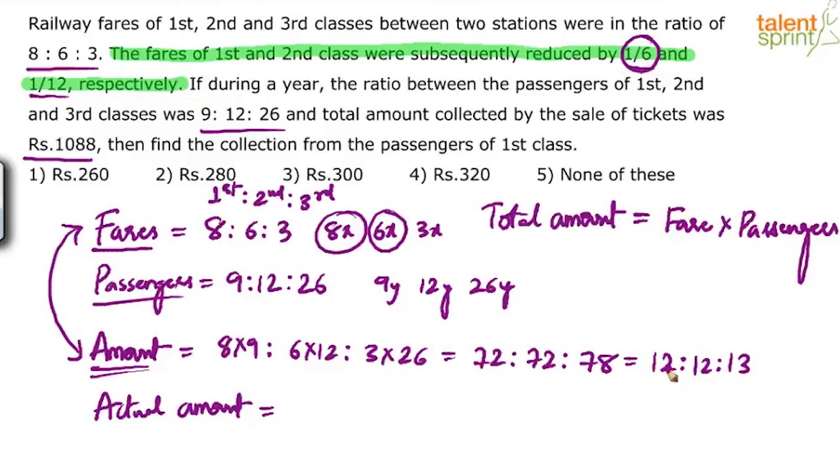So which means what? 12 parts, and 13 parts. So reduce 12 parts by 1/6. So out of 12 parts, if you reduce 1/6, how much will be left? 10 parts. So this will be 10.